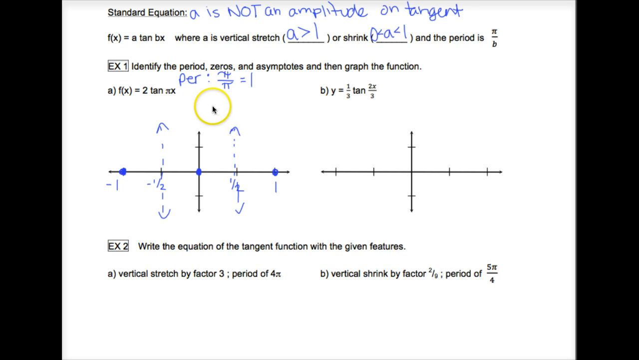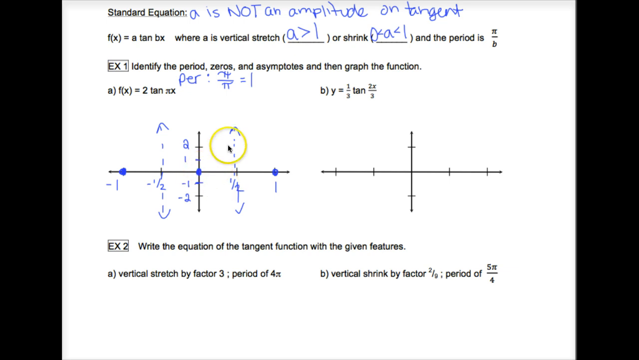Now, here's where A comes into play, because when I go to use my second pattern, which is up branch, down branch, up branch, down branch, I need to know how far up and down to go, and that is my A value. So this is a vertical stretch, which means it's going to go up further, faster. So that means I'm going to label my y-axis going up to 2. And then those are going to be my halfway points.